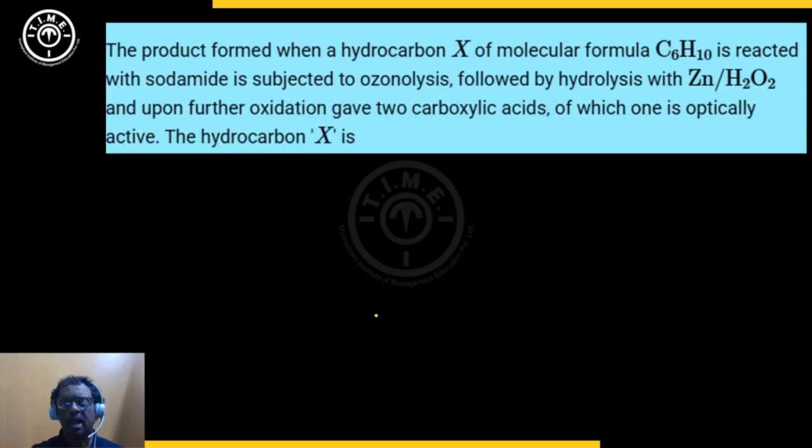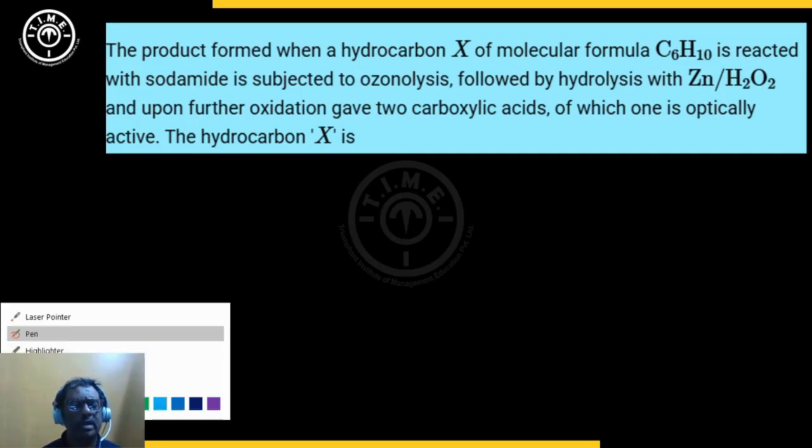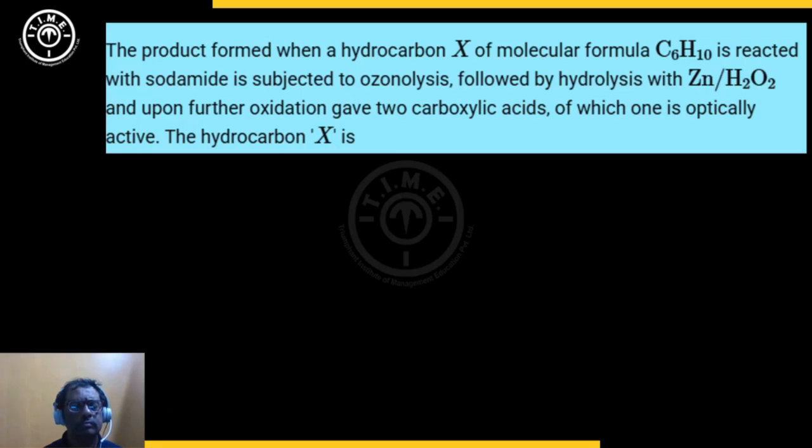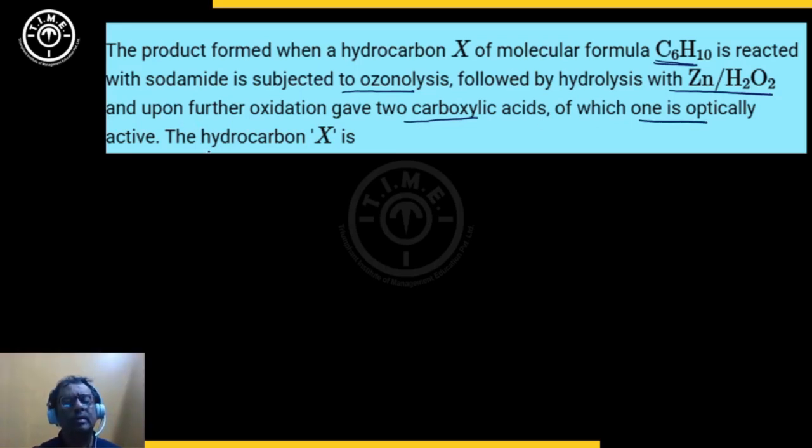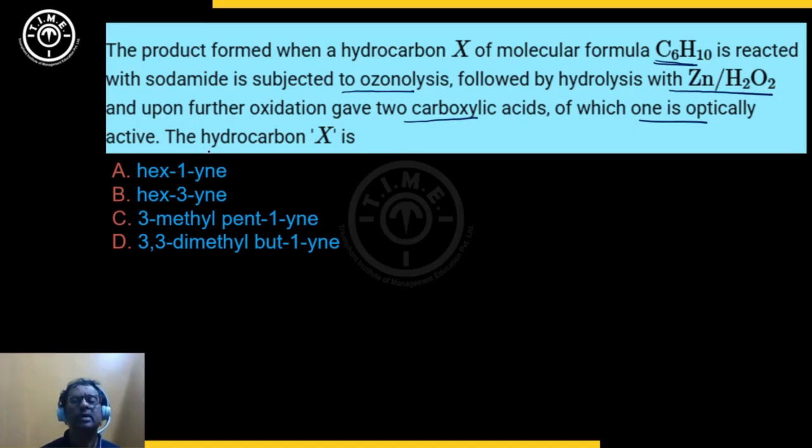The product formed when a hydrocarbon X of molecular formula C6H10. C6H10 means it is an alkyne. Yes, it's an alkyne. Is it not? Reacted with sodamide is subjected to ozonolysis, followed by hydrolysis with zinc H2O2, and upon further oxidation gave two carboxylic acids, of which one is optically active. What is this hydrocarbon? There are choices. Yes, we'll do with this.